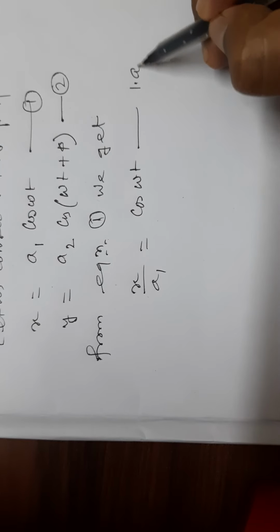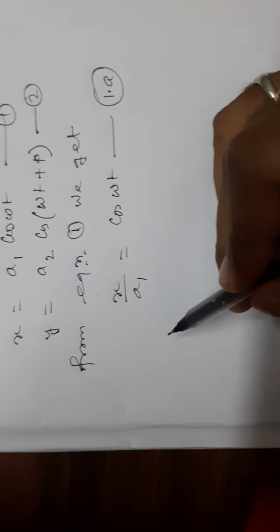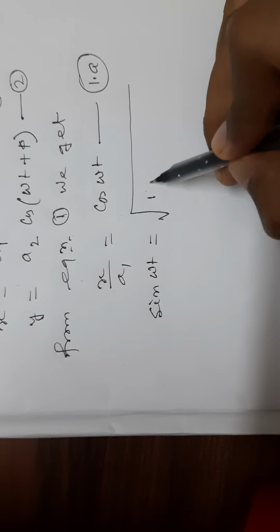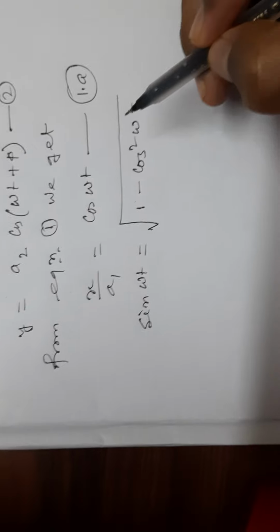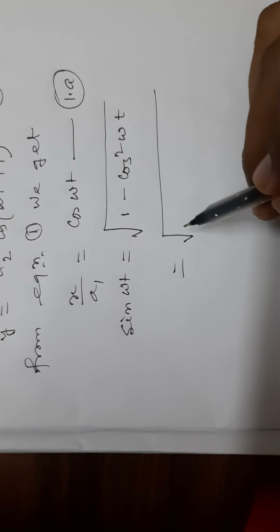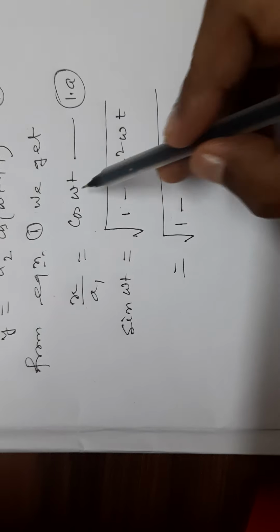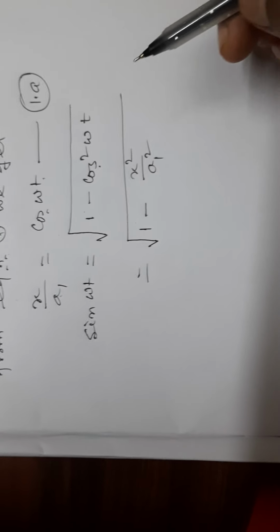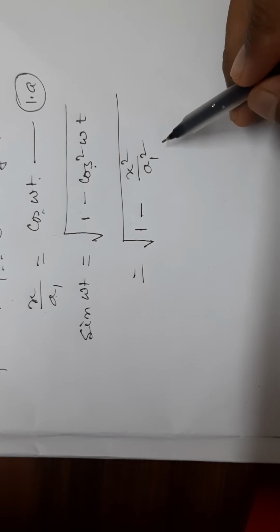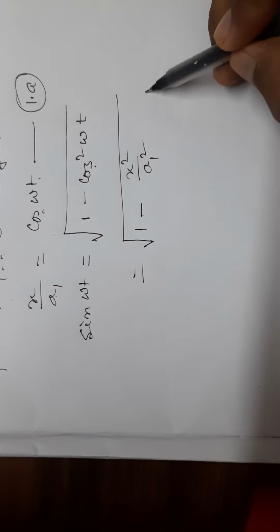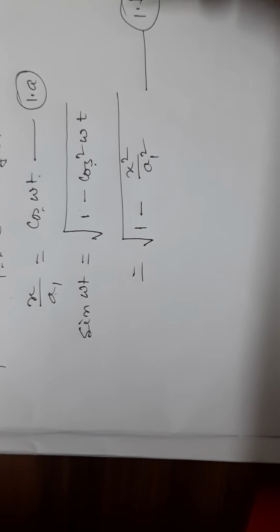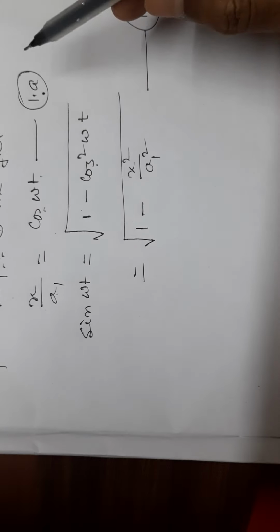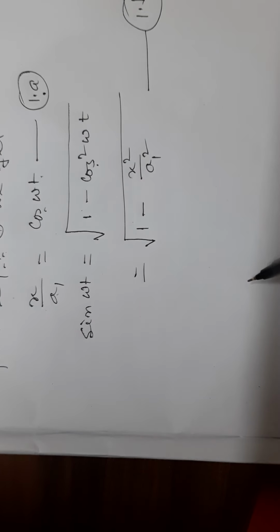This is called equation 1a, and from this equation we can write that sin omega t equals root over 1 minus cos square omega t. Since cos omega t equals x by a1, sin omega t equals root over 1 minus x square by a1 square. This is equation number 1b. These two equations, 1a and 1b, come from equation number 1.